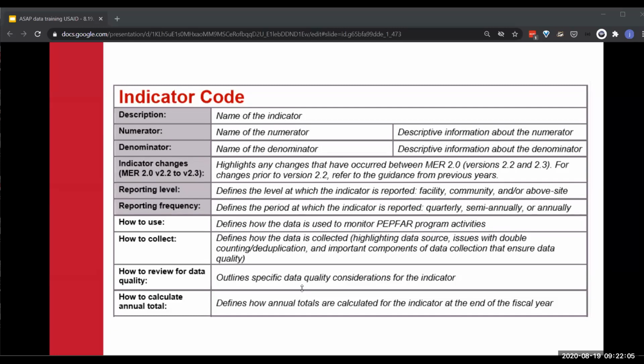The reporting level, again, is facility, community, or above site. The reporting frequency is how often the indicator is reported, and it's convenient in PEPFAR because we've got quarterly, semi-annually, or annually. How to use talks about how to use the data from this indicator to talk about your program, how to collect, and how to review for data quality. This references the different favorites or the data review tool that we looked at earlier, and then how to calculate an annual total. This basically tells you if this is a cumulative indicator or a snapshot indicator.